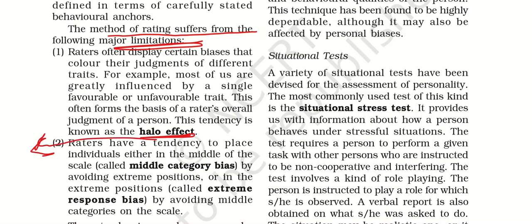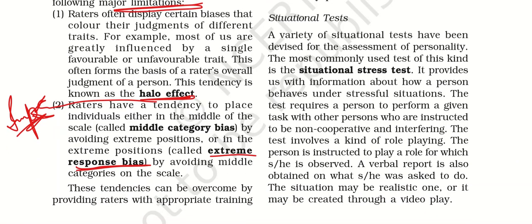Again, halo effect is a very important term which comes in examination. There are 1 marker or 2 marker questions asking what do you understand by halo effect. Raters have a tendency to place individuals either in the middle of the scale, which is middle category biasness, by avoiding extreme positions, or in the extreme positions, which is called extreme response biasness, which is avoiding the middle category of the scale.